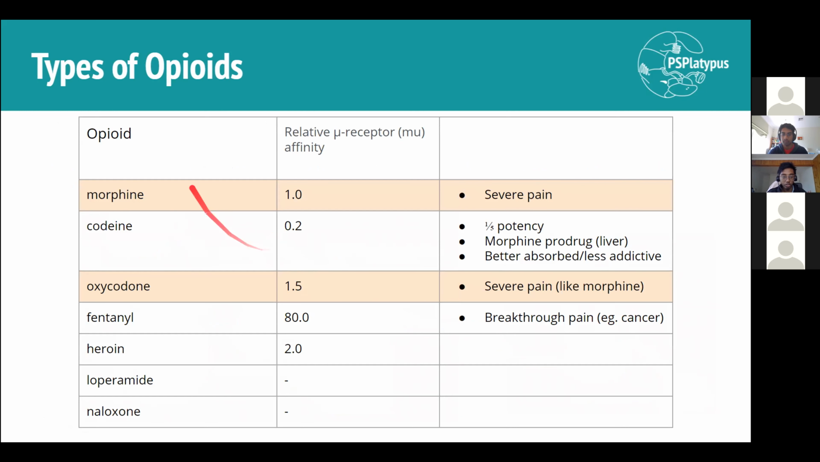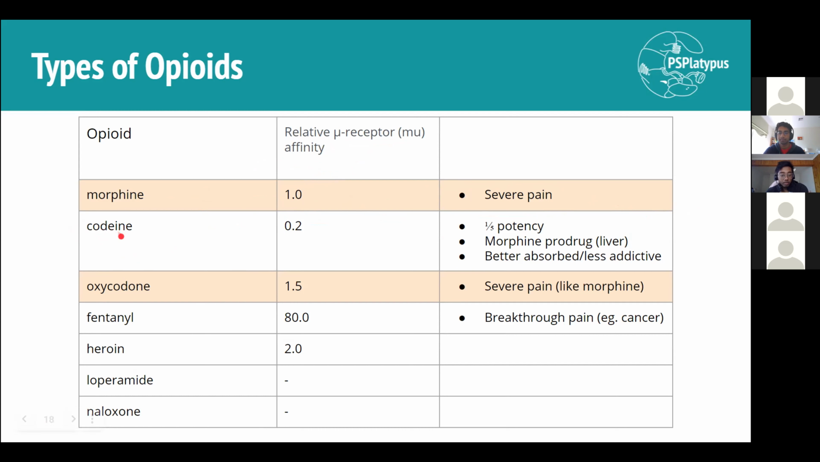So we're just going to talk about a bunch of different types of opioids. You might be aware of these names, they might be quite familiar. For example, morphine. That's the thing we're going to use as the reference in terms of mu receptor affinity. So this is kind of like the potency of the opioid. For morphine, which we assign as 1, we generally use it when there's severe pain.